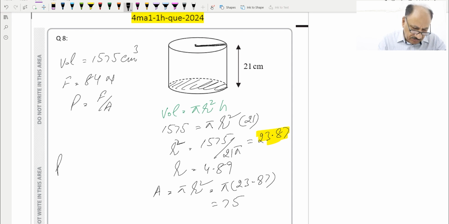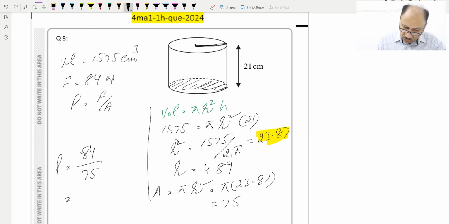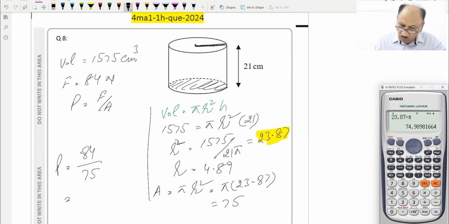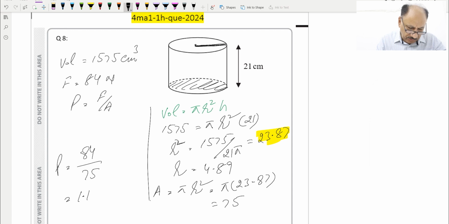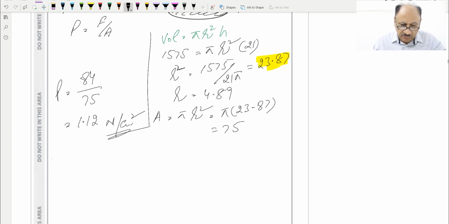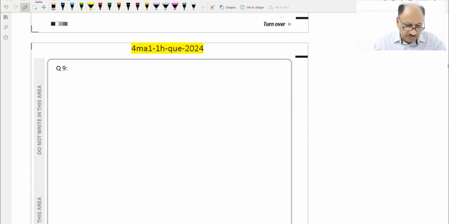So pressure will be equal to force, which is given as 84 newtons, divided by area, which is 75, and 84 over 75 will give us 1.12 pascals. Newton per centimeter square, or pascal. So we can write it like this. This will be our final answer, and this is for 3 marks which we have done. Hopefully you understood this. Now question number 9.